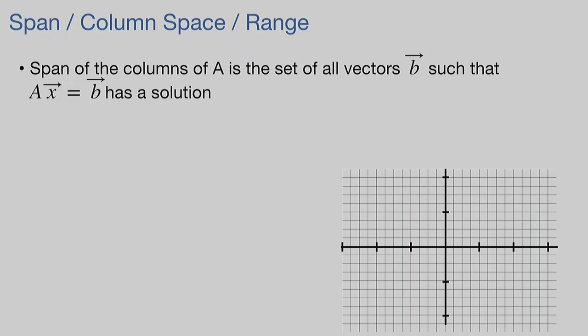Don't say span of A. Just say the span of the columns of A, or the span of the rows of A, but never say span of A. Span of A means nothing. So the span of the columns of A, or the column space, or the range of A, that's okay. The span of the columns of A is the set of all vectors B such that AX equals B has a solution.